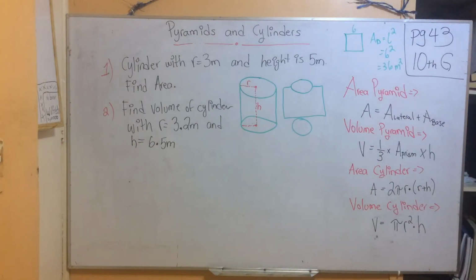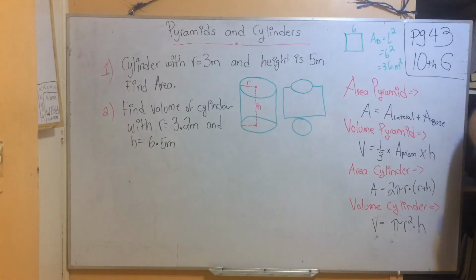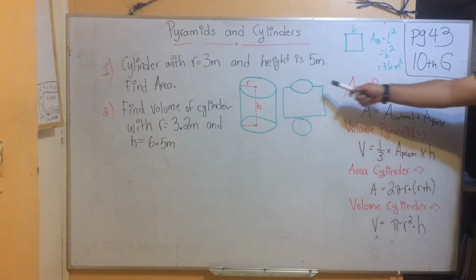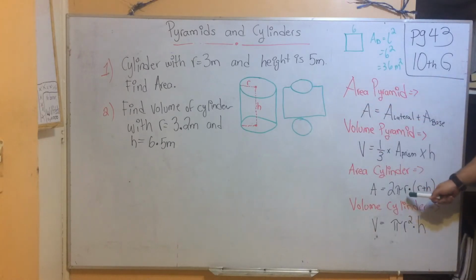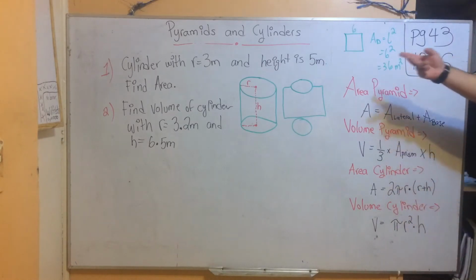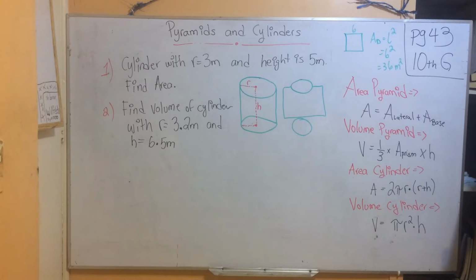Using the formulas that we already have, 2 pi r times the radius plus the height. What are we doing here? Why do we have 2? Because it's 2 circles. Remember that pi r squared is the area of the circle, but we have 2 of them. That is why we need to calculate both circles and then just the normal area of a rectangle.